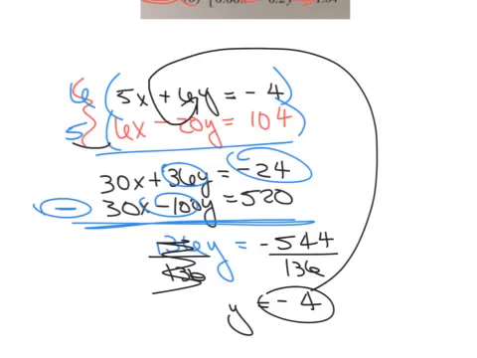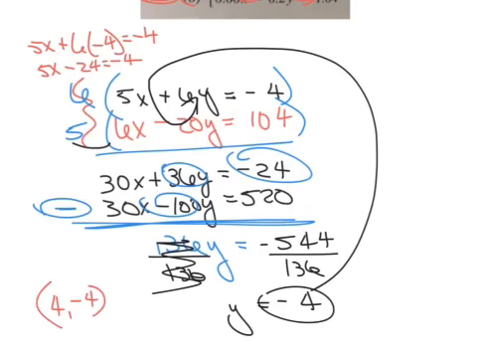So I would have, let's do that in red, 5x plus 6 times negative 4 equals negative 4. So 5x minus 24 equals negative 4, and I just keep going from there, and I get 5x equals 20, x equals 4. So x equals 4 and y equals negative 4. And that's it for what we're doing there with systems of equations.